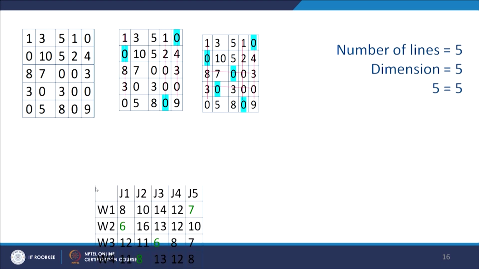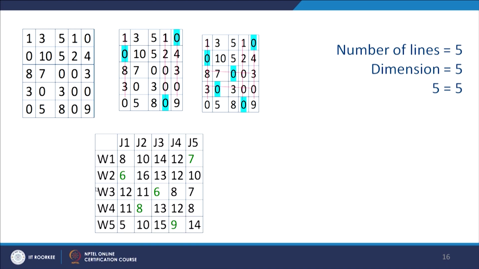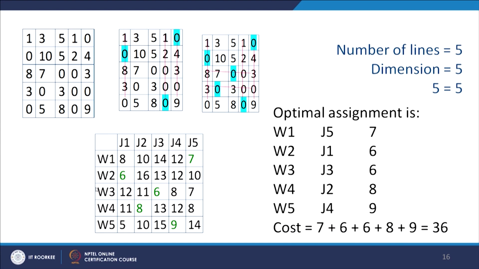So, our stopping criteria is satisfied, and if you look at the original data that was given and you look at this final table that you have, this means that we were looking for the optimum assignment. The optimum assignment is the one which corresponds to the 0 entries in the last table. So, W1 should be assigned to J5. Why is this so? Because there is this 0 entry over here.